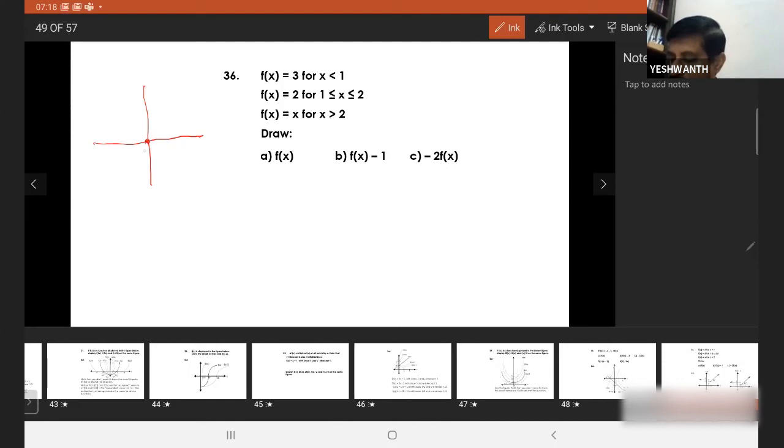x is 0. When x is less than 1, I should put f of x equal to 3. So when x is 1, this is 3: 0, comma 3. This is 1. So whenever x is less than 1, it is 3, like this. This is the value. x equal to 1 is not included, so I'm putting only this circle. Circle means the value of x equal to 1 is not included. When x is greater than or equal to 1, less than or equal to 2, it is 2.